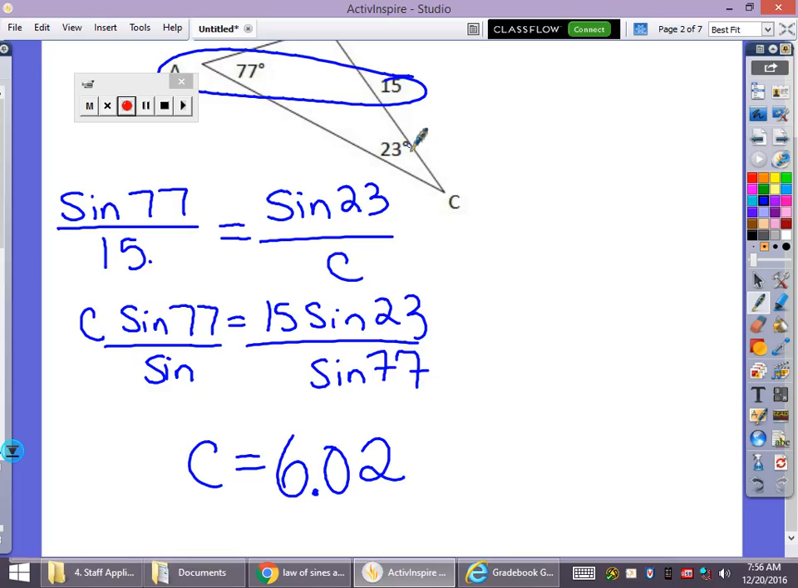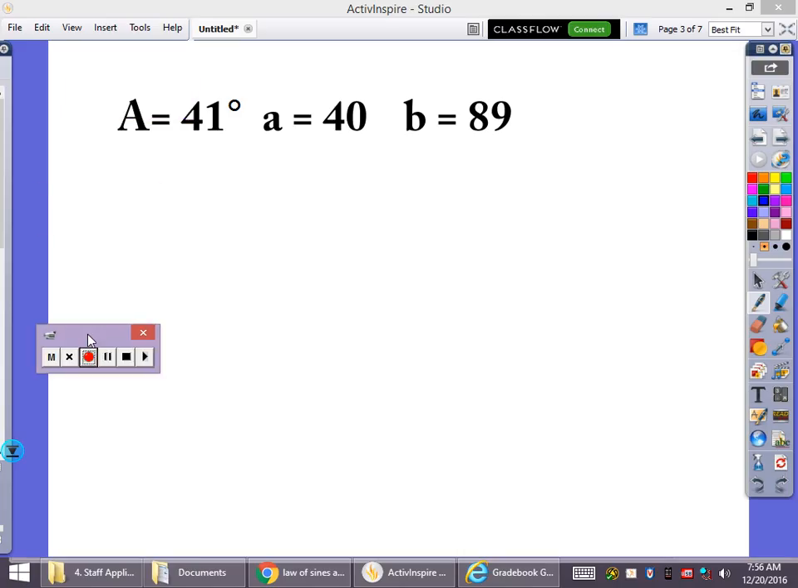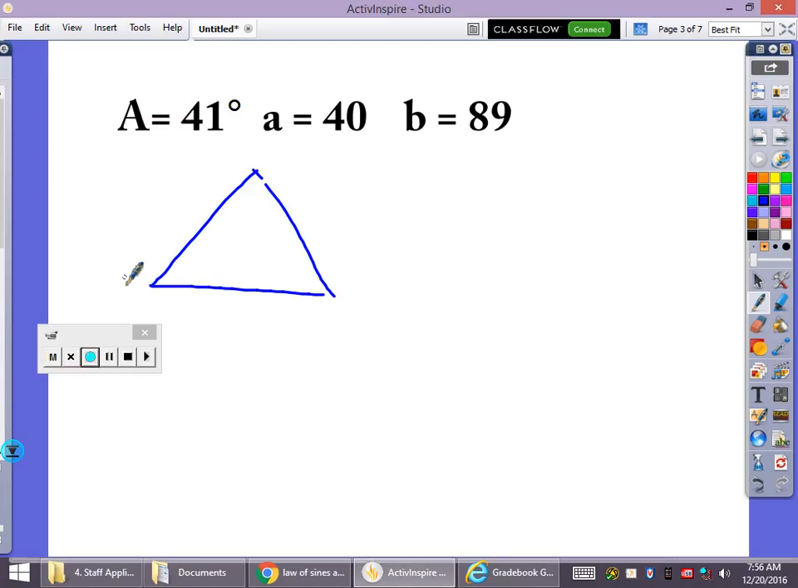Okay, so let's look at this next example and we're going to make a sketch. So I have angle A, which is 41. I have lowercase a is 40, and we'll just go B, 89, and C. Now, here are the rules. Yesterday, I just went through a sample problem with you. Today, I'm going to go over the rules.